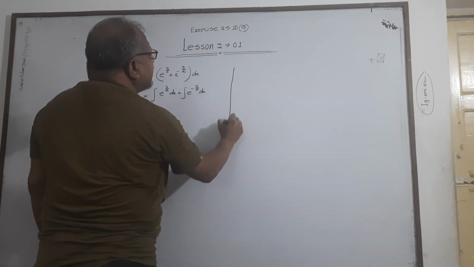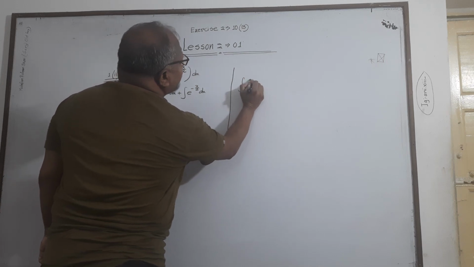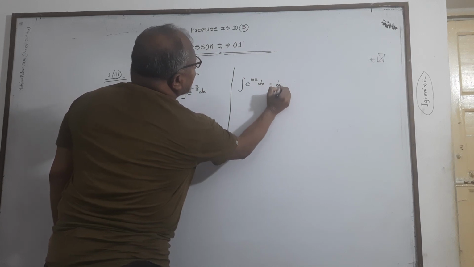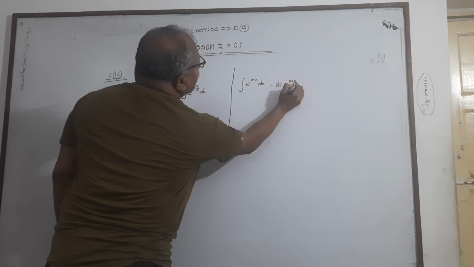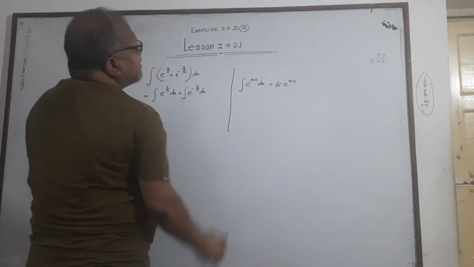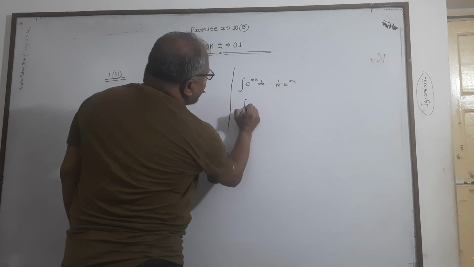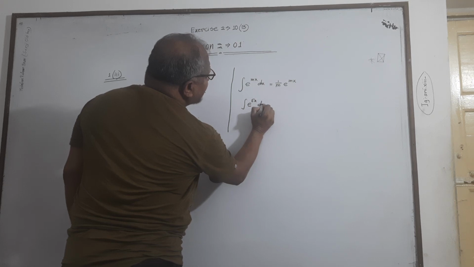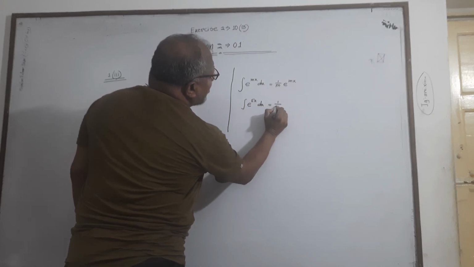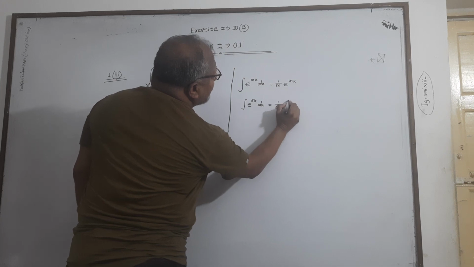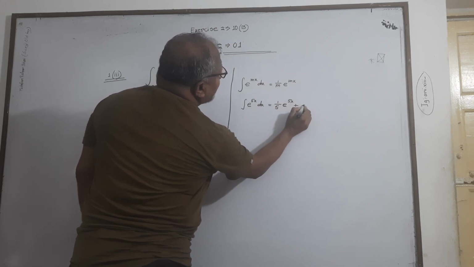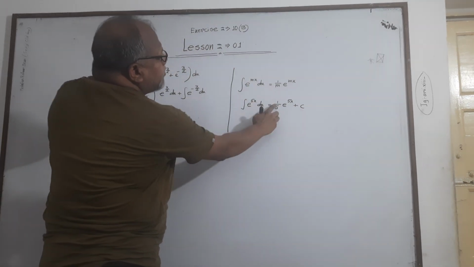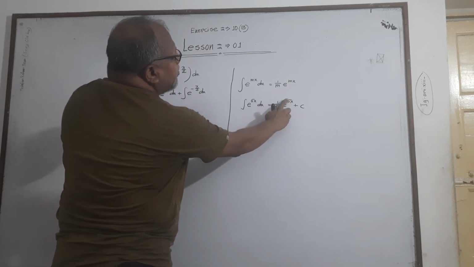Here the formula is integration of e to the power mx dx equal to 1 by m e to the power mx. Here m is any integer, like integration of e to the power 5x dx. So the answer should be 1 by 5 e to the power 5x plus c. So here 5 means m, so 1 by m, that is 1 by 5. It is about mx, that means it is about 5x.